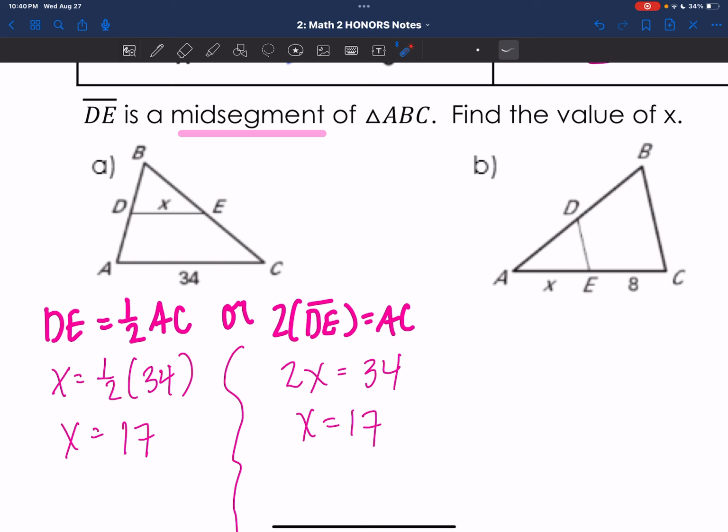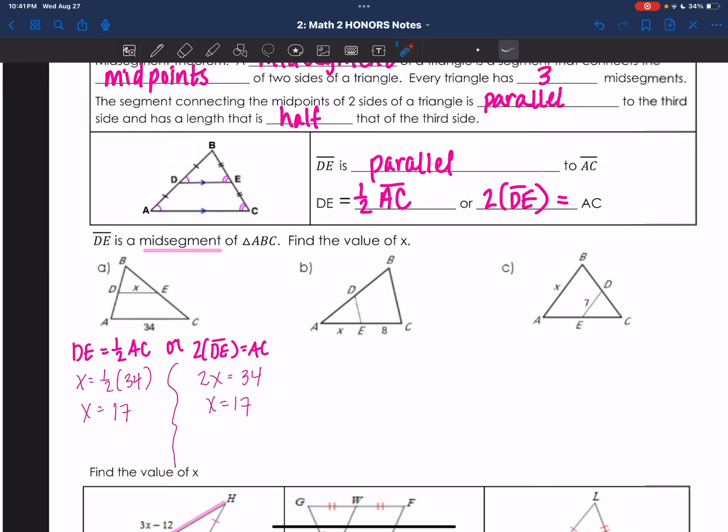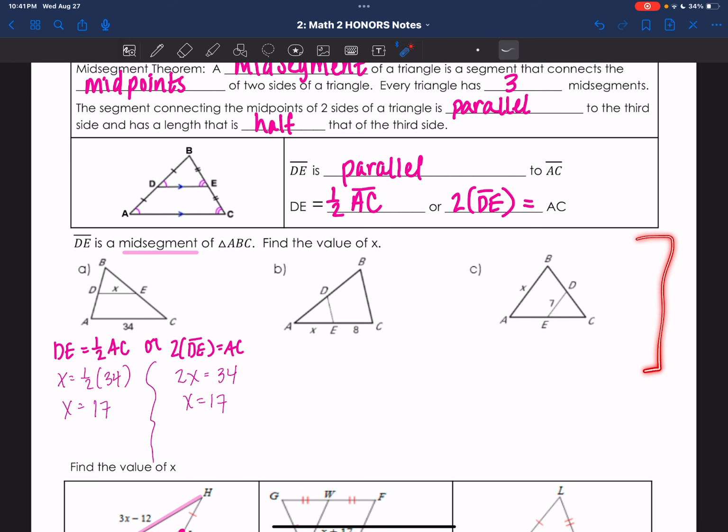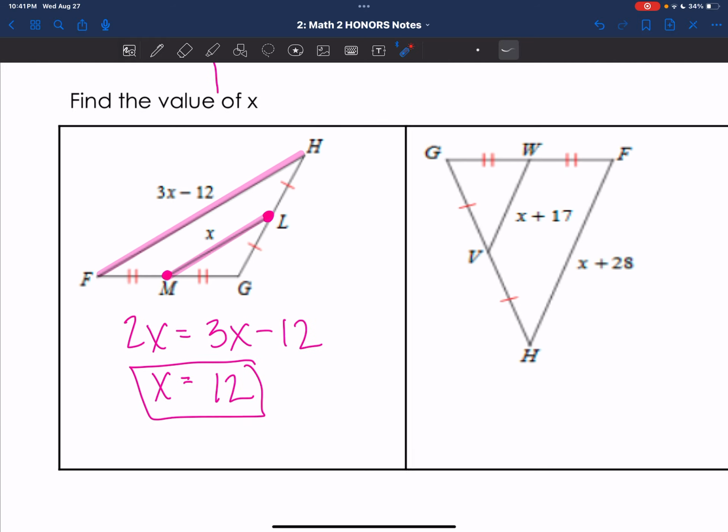Or here's how I usually like to think about it, but again, you do whichever way works for you. I know I'm going to need two of those to equal one of those. So I've got 2x equals 34, and you get the same answer either way. It just depends on how you're looking at it. So you're going to try this one and this one. I don't care which way you do it, as long as you understand you need two of the smaller segments to equal the one that is parallel to it.